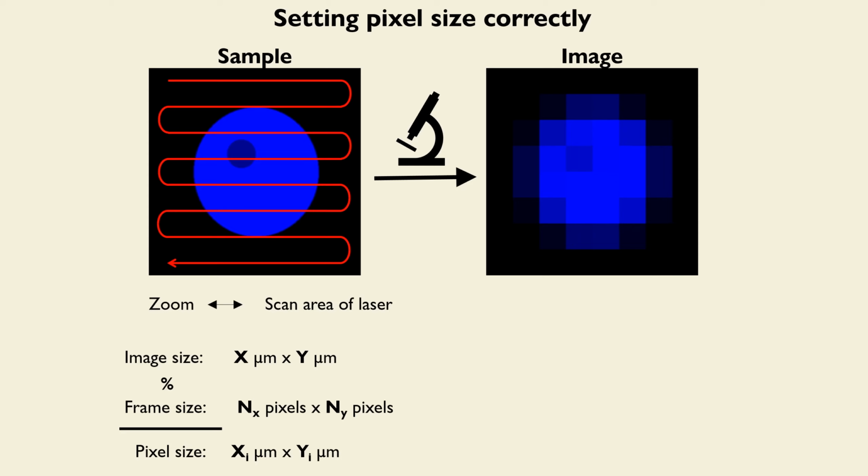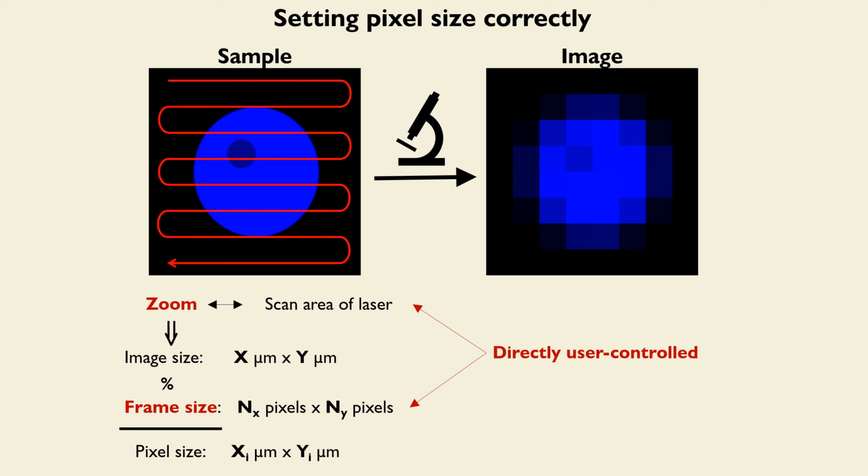Finally, the zoom is the scan area of the laser. If that number is big, it means the laser is scanning over a smaller area of the sample. If that number is low, it means it's scanning over a bigger area in the sample. And the zoom directly determines the image size. If we zoom in, the image size will be smaller. If we zoom out, the image size will be bigger.